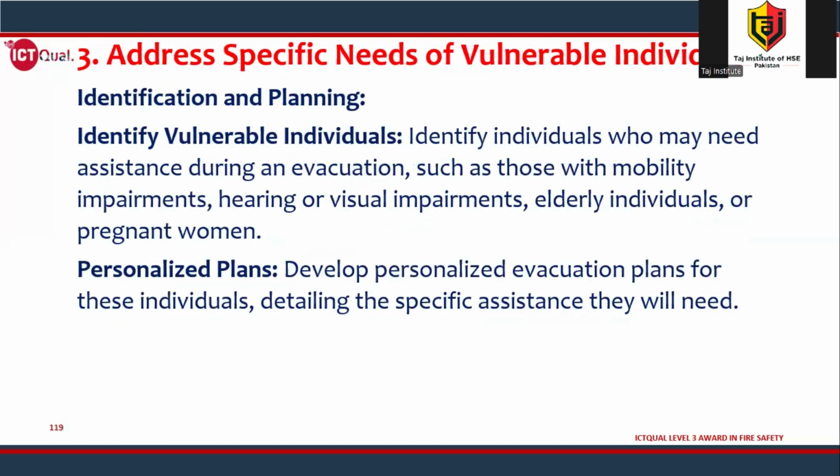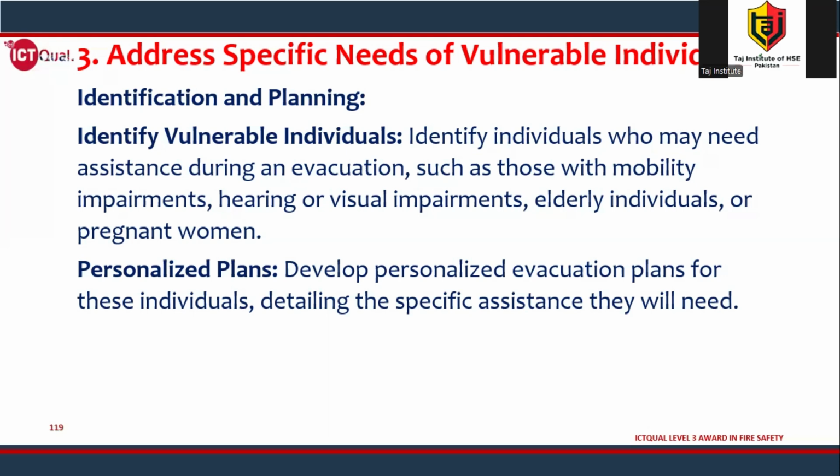Identify vulnerable individuals. Identify individuals who may need help during an exit situation, such as those with mobility impairments, hearing or visual impairments, elderly individuals, or pregnant women. So there are different types of employees working in the organization who cannot move easily, who cannot see easily, who cannot hear easily. So you should have a proper solution for each and every person in the organization.